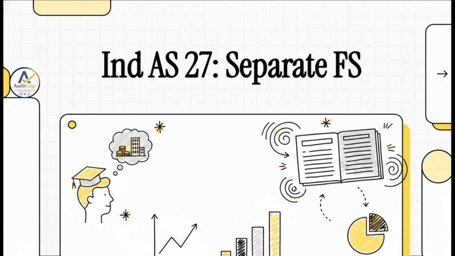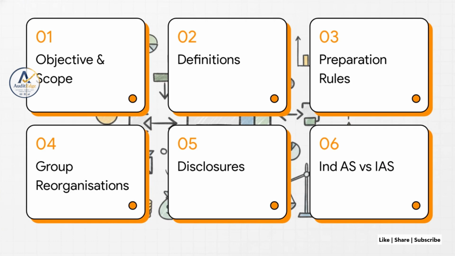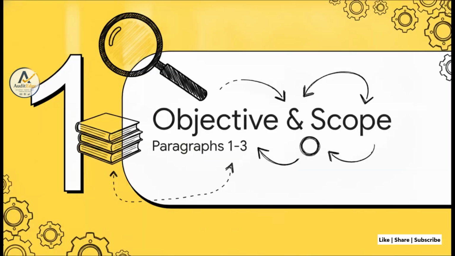Let's get started. Okay, let us take a quick look at our agenda for today. We will cover the objective and scope, the important definitions, preparation rules, group reorganizations, disclosure requirements, and finally, a comparison between IND AS 27 and IAS 27. Let's dive right into Section 1, Objective and Scope.